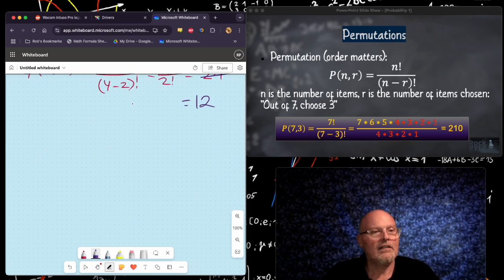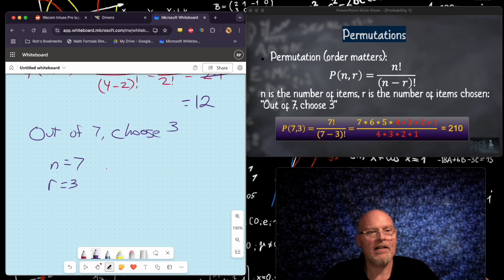So if we have 7, we're going to choose 3 things. How many different ways can I do that? So my n is 7, and my r is going to be 3, and so I want permutations out of 7 choose 3, also written as P 7 comma 3.